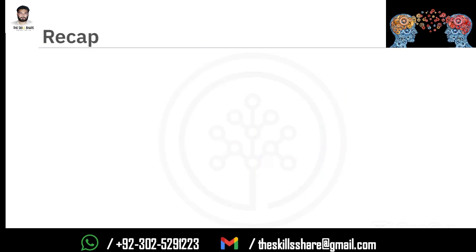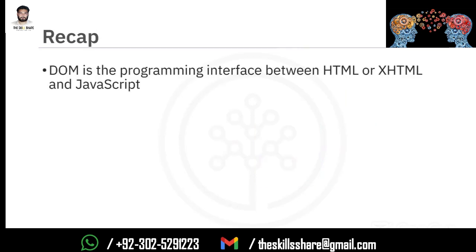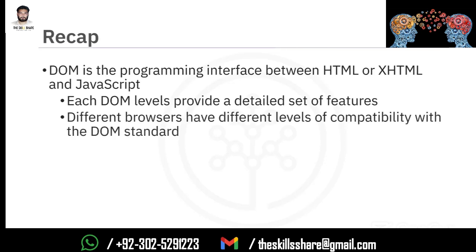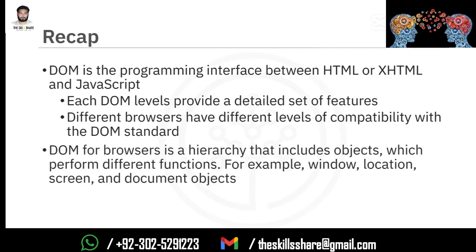In this video, you learned the Document Object Model, or DOM, is the programming interface between HTML or XHTML and JavaScript. Each successive level of the DOM provides a more detailed set of features for describing structured documents. Different browsers have different levels of compatibility with the DOM standard. The basic DOM for browsers is a hierarchy that includes objects that perform different functions. For example, the window object controls the environment of the document.